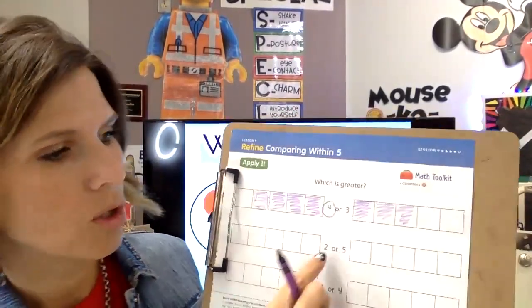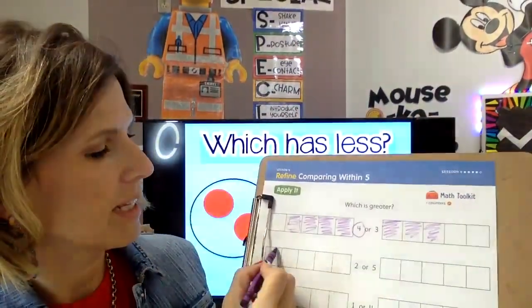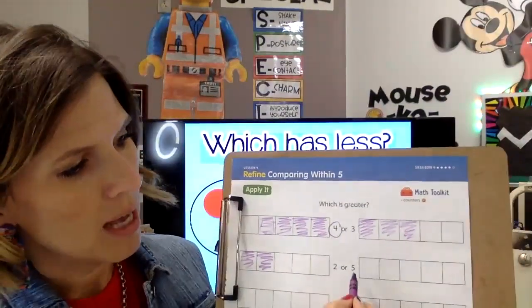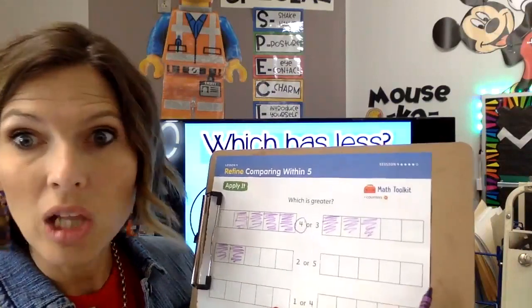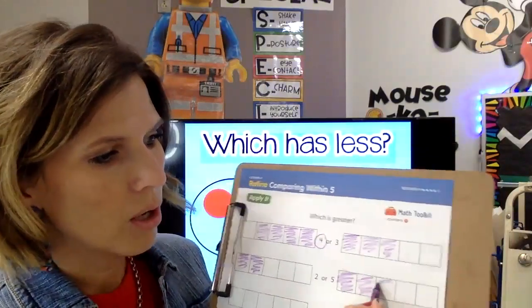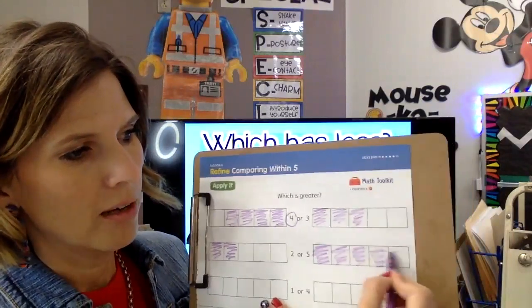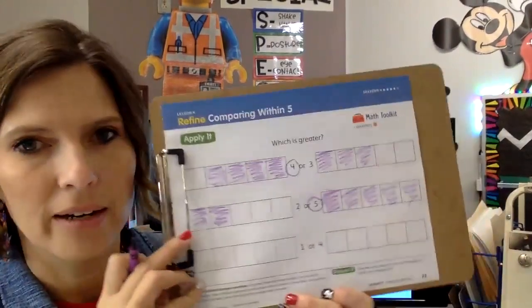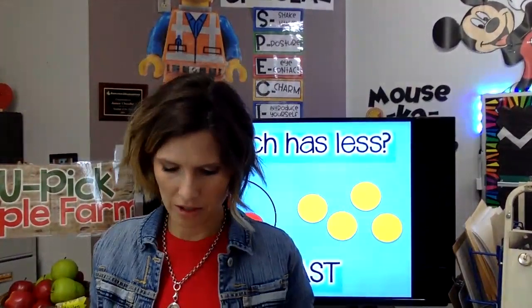Let's do this one, 2 or 5. Let's color it in. 1, 2. So I did 2. Now I'm going to color in 5. That's all of them, isn't it? So I'm going to color all of them in. 1, 2, 3, 4, 5. Which one's greater? Definitely 5. All right. I'm going to leave the last one for you to do on your own. All right. Let's look at the other side.